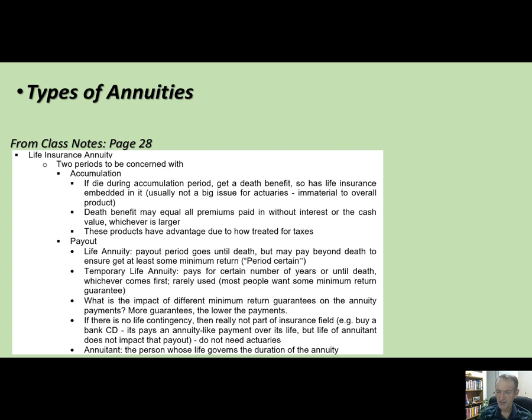The downside of it, and that's what I want to show you in a future class, is that if you have a period certain, it will definitely reduce the monthly income you can get. So like with my mother, if we do a life annuity with her, a payout annuity, I'll probably just do one without period certain to get her the highest income possible.